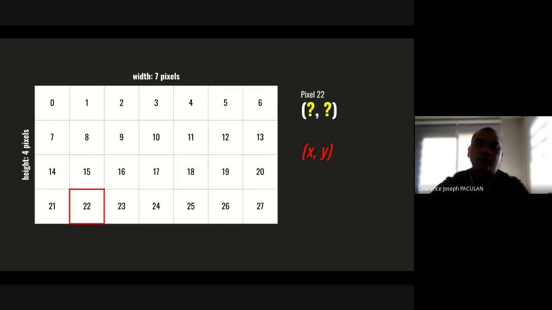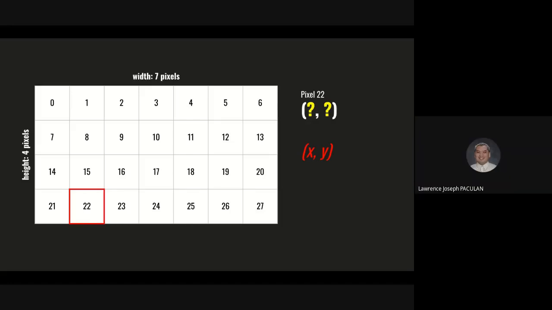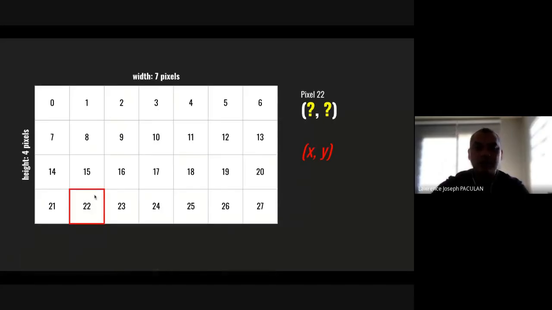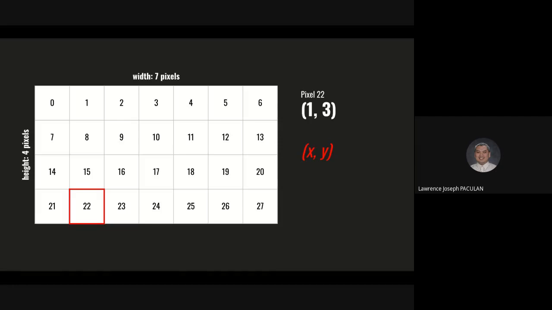And how about pixel 22? Using the same method, we can think of it as columns and rows and assign a particular number. For example, this is column 0, column 1. So pixel 22 is along column 1, but in terms of row, it's 0, 1, 2, 3. So pixel 22 is located at coordinates 1, 3.